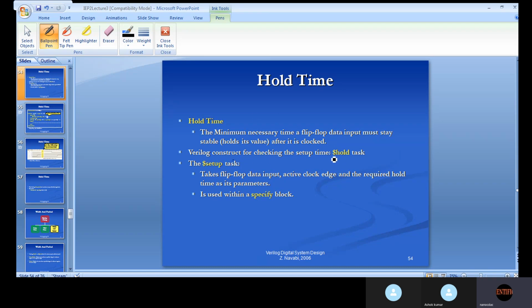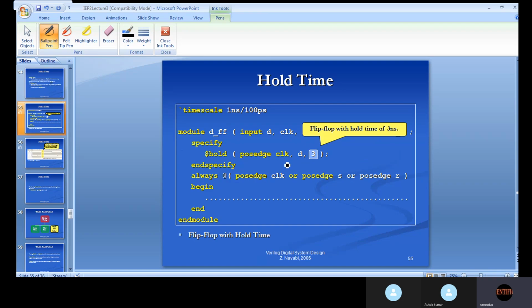Okay, so here hold time task we will be using $hold. So ఇది కూడా స్పెసిఫై బ్లాక్ లో మీరు యూజ్ చేయొచ్చు. సో ఇక్కడ $hold అని పెట్టి యూ కెన్ గివ్ ద హోల్డ్ టైమ్ ఆల్సో.